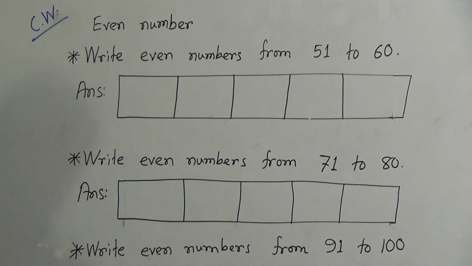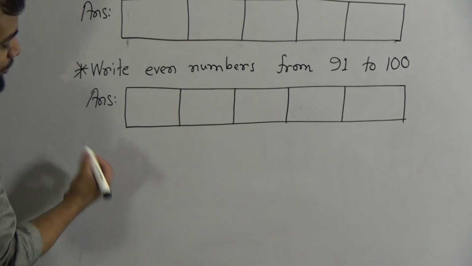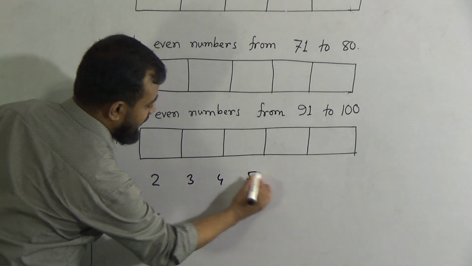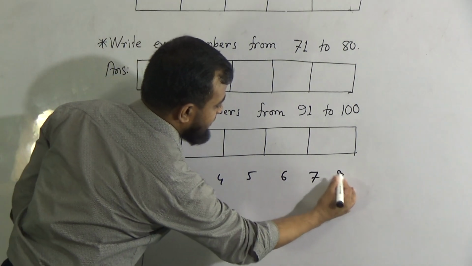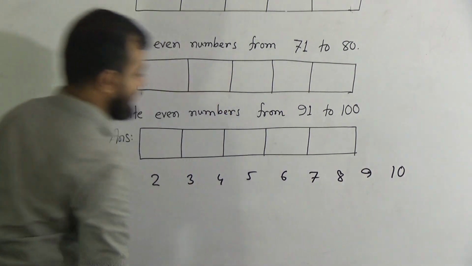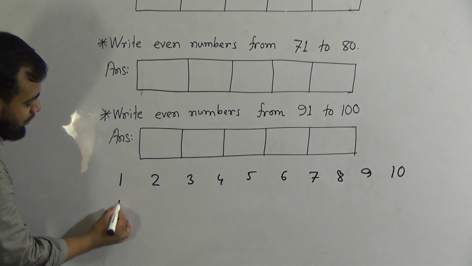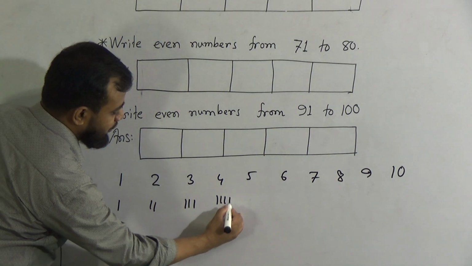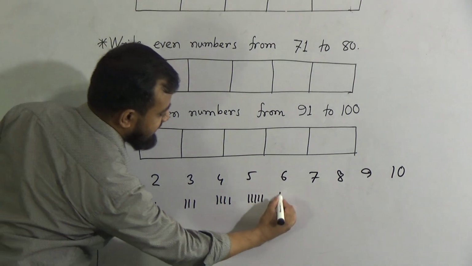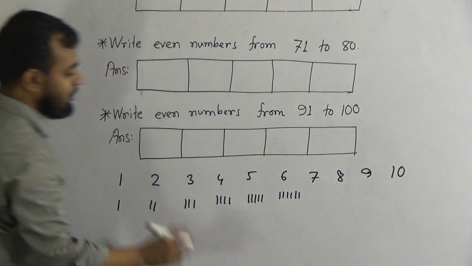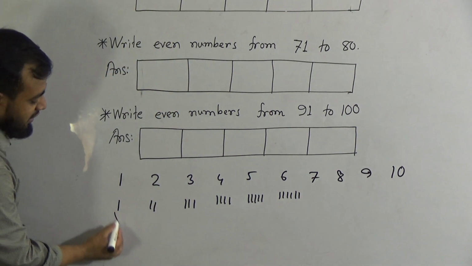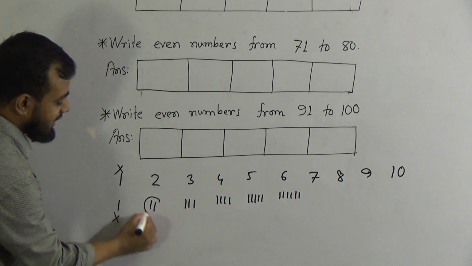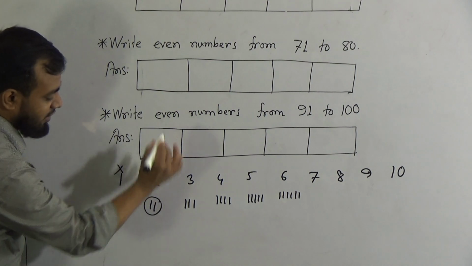Now my dear students, which number can make a pair? 1, 2, 3, 4, 5, 6, 7, 8, 9 and 10. From the first 10 numbers, look, 1 for 1 stick, 2 for 2 sticks, 3 sticks for 3, 4 sticks for 4, 5 sticks for 5 and 6 sticks for 6. Now look, 1 can't make a pair, so it's not an even number. 2 can make a pair, so 2 is an even number.